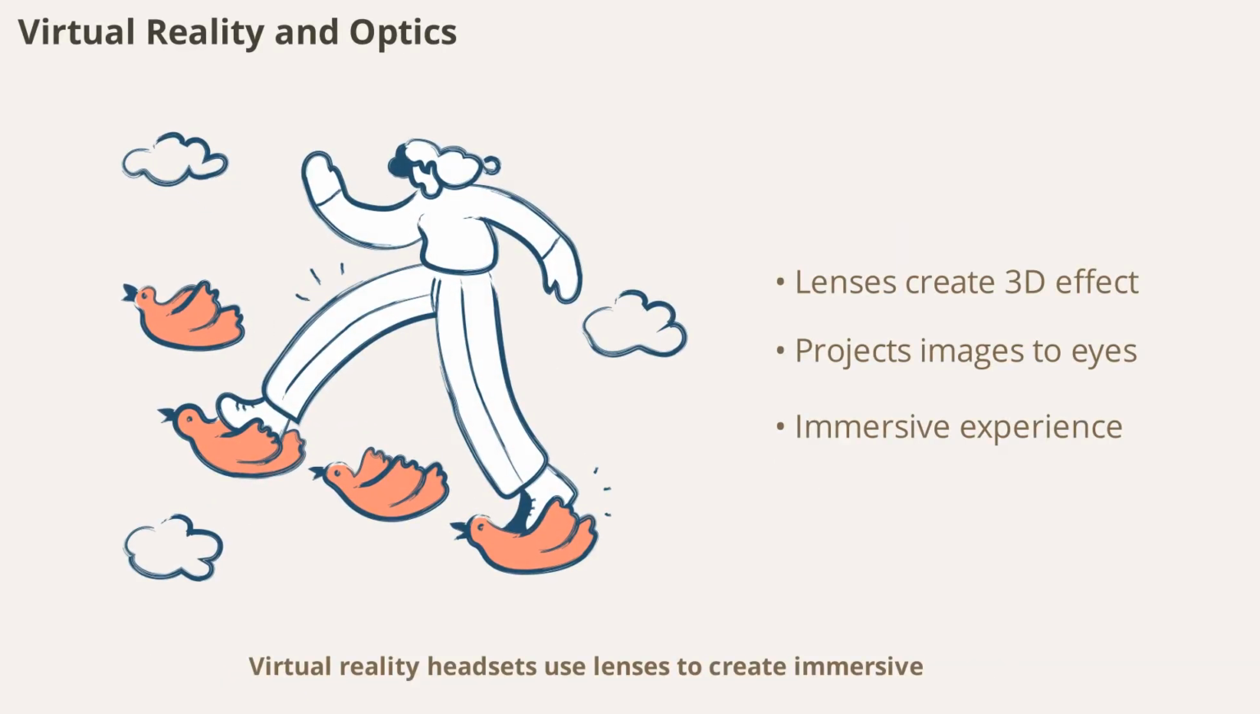naked eye. Virtual reality headsets use lenses to create immersive 3D experiences by projecting images directly into the eyes. The lenses adjust the focus and angle of light, making virtual objects appear real and close. This technology relies on precise optical engineering to deliver realistic and engaging simulations.